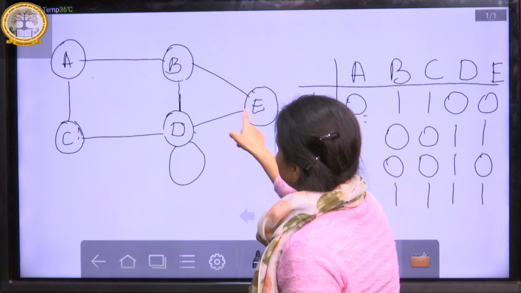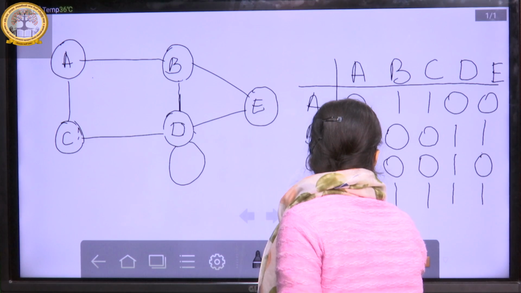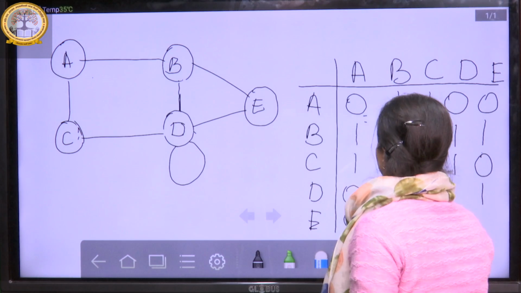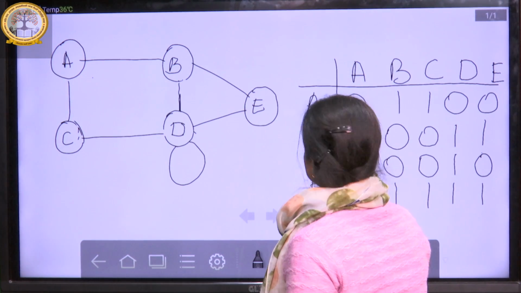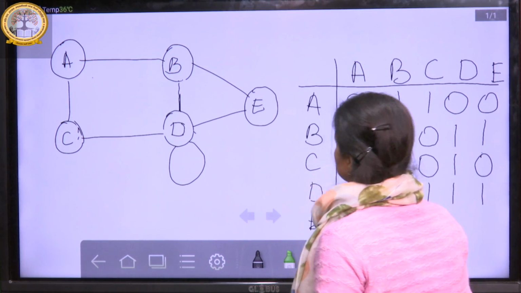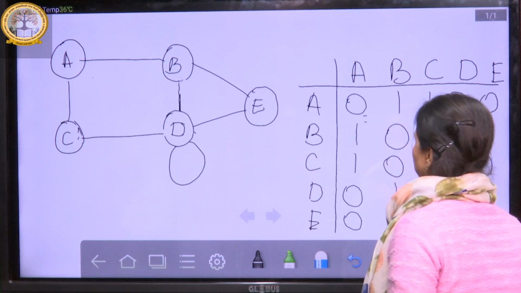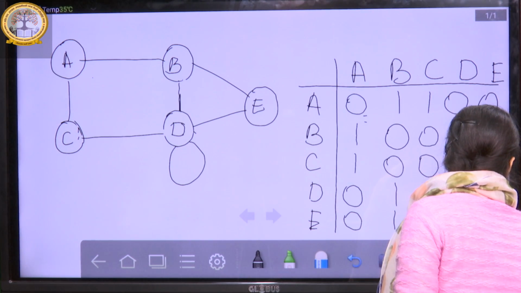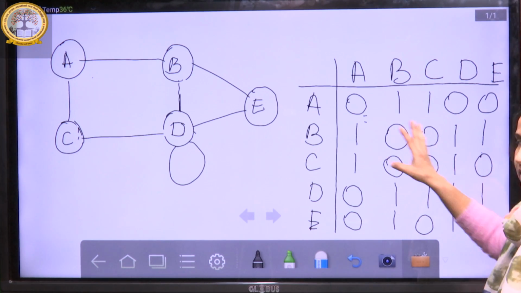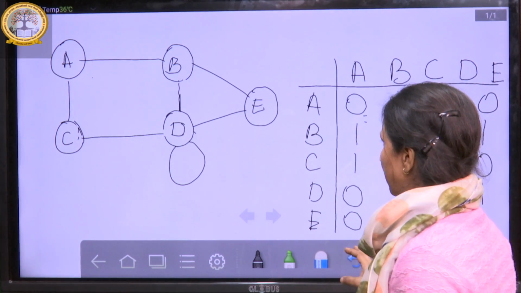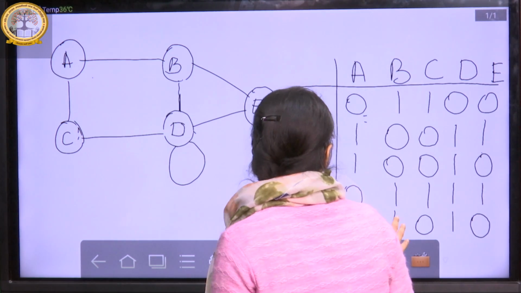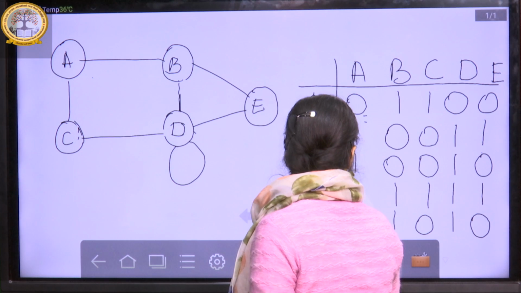From E to A, there is no direct edge. From E to B, there is an edge. From E to C, no direct edge. From E to D, there is an edge. And from E to E, there is no self loop, so I am going to put 0 here. So this is the adjacency matrix for this undirected graph. Now let's make a directed graph and try to make the adjacency matrix for the directed graph.